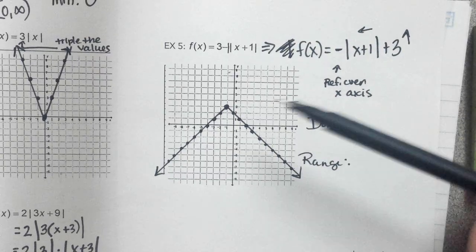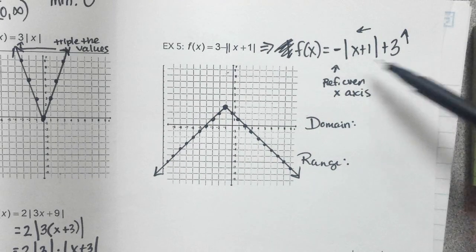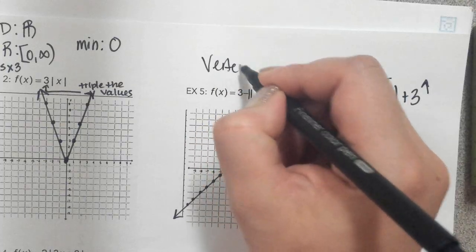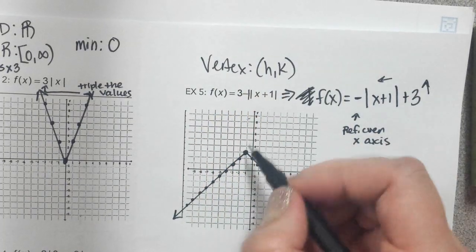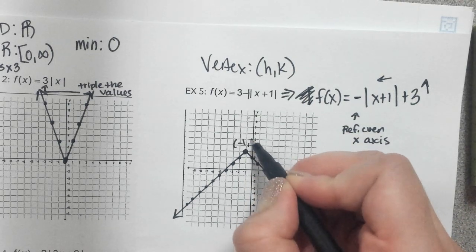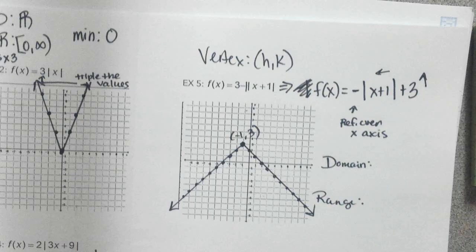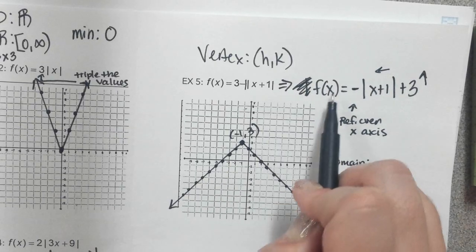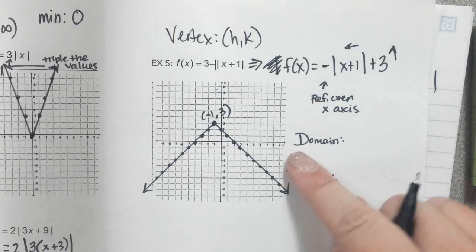So always plot your vertex first. Your vertex is determined by the shifts, the h and the k. Honestly, the vertex of all of these functions is h comma k, right? The vertex here is negative 1, 3, because h is always opposite what it looks like. So you get your vertex first, and then this is a slope.